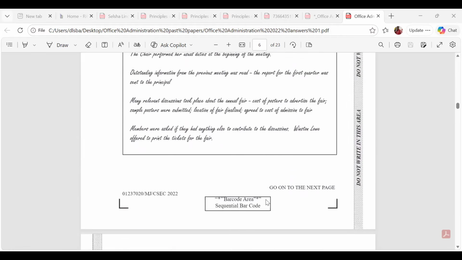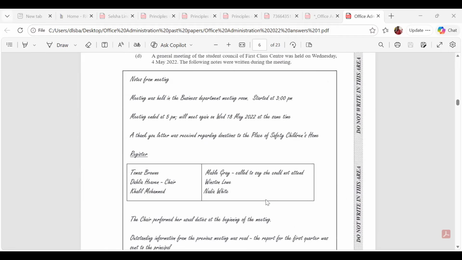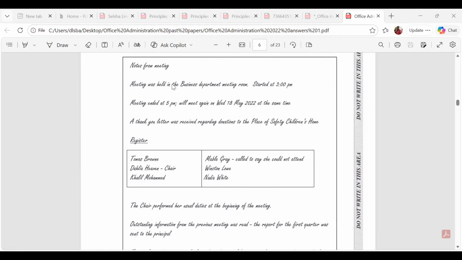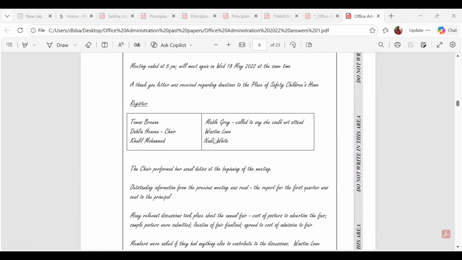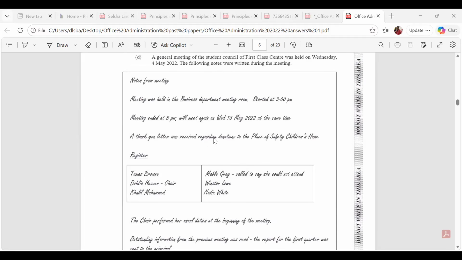They wanted to write up the minutes. So everything that's here, you're going to put into the minutes, right? Because remember, the minutes is a document that records what happened in the meeting. You look at these notes, and you'll see the meeting was held in the business department meeting room. So you get the venue right there. It started at 3 p.m. and ended at 5 p.m. The next meeting will be Wednesday, the 18th of May, 2022 at 3 p.m. again. So we know the time it started, the time it finished, and the time of the next meeting.